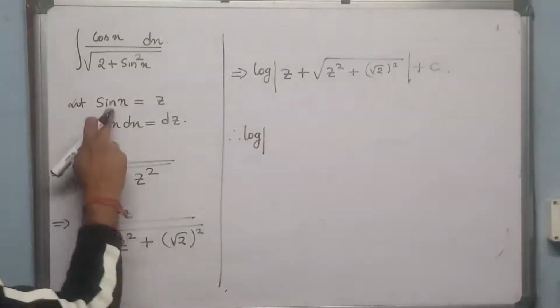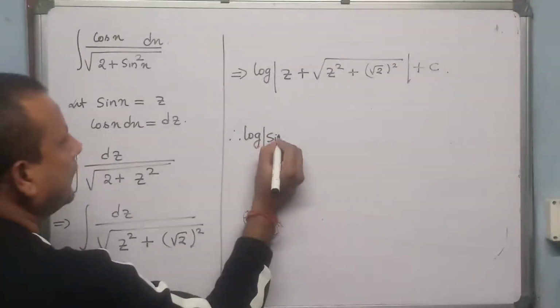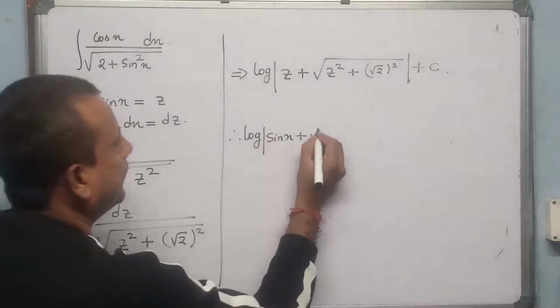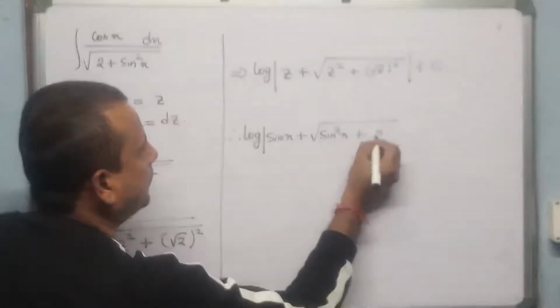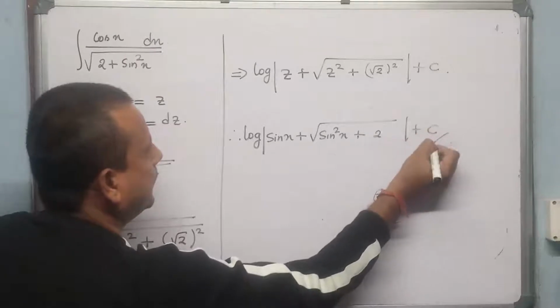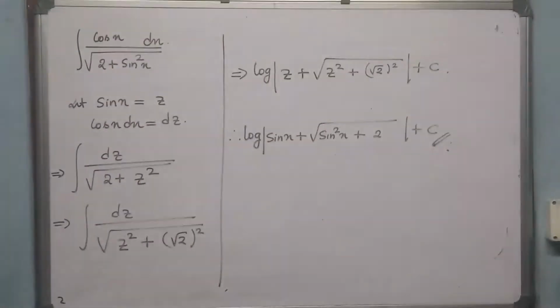Now I'll substitute the value of z. What is the value of z? z is equal to sin x, so the answer is log of sin x plus under root sin square x plus 2, plus c. This is your final answer. This is substitution, then some special form of integration.